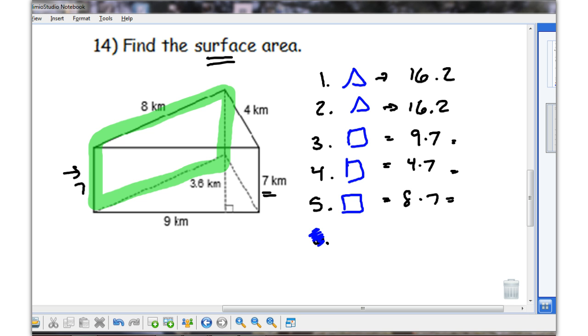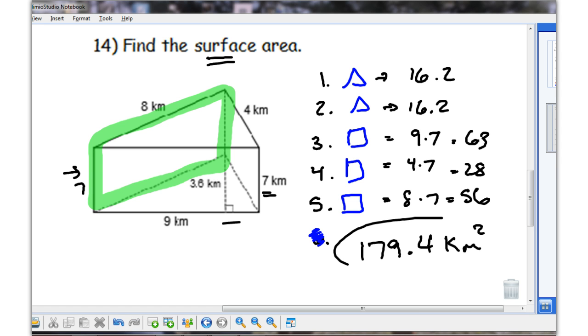So we have 16.2 plus 63 plus 28 plus 56. Gotta add all those guys up. And our final answer is 179.4 kilometers squared. And again, surface area, so we're talking about wrapping that guy up, basically.